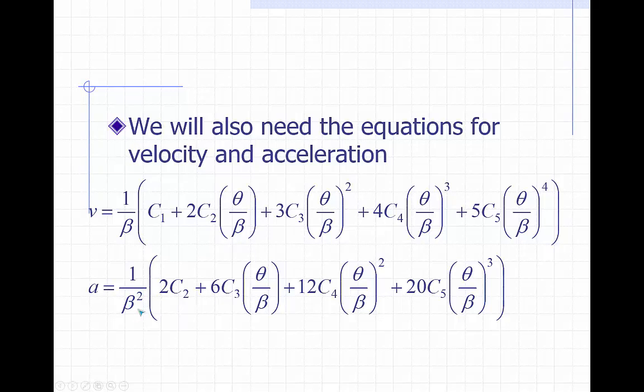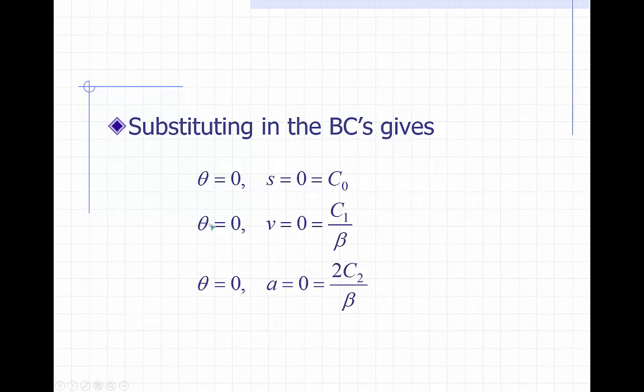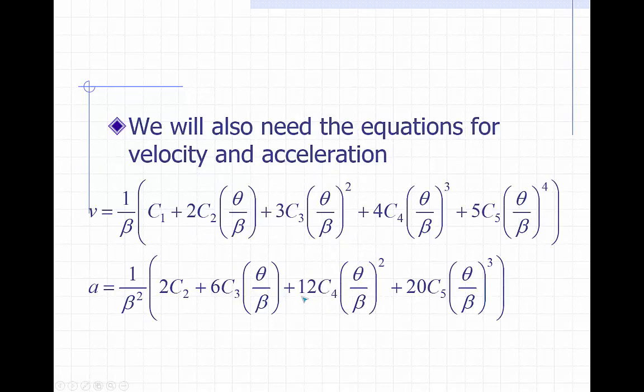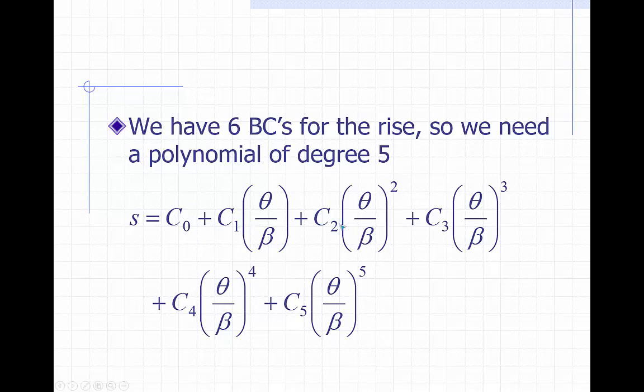Now we need to substitute in the boundary conditions from our table to determine the various constants that we have. So where theta is equal to 0, our s should be 0, and we find that our c0 is 0. The same happens for our velocity and our acceleration, meaning that we found that c0, c1, and c2 are all 0. And so we look back at our equations.